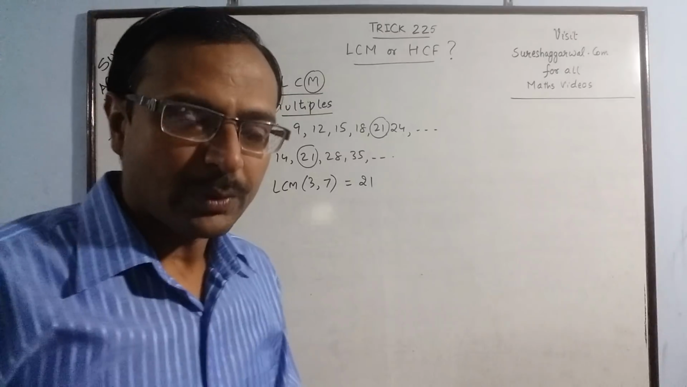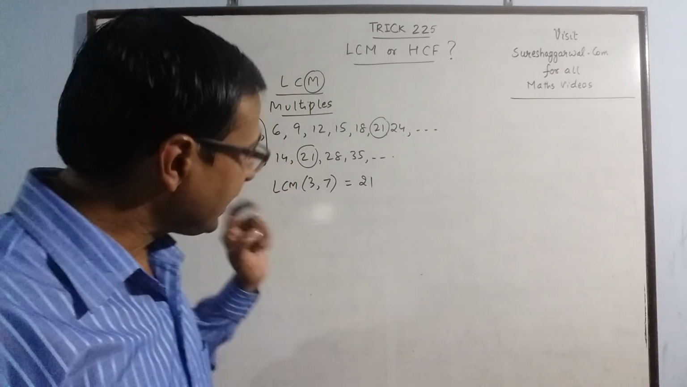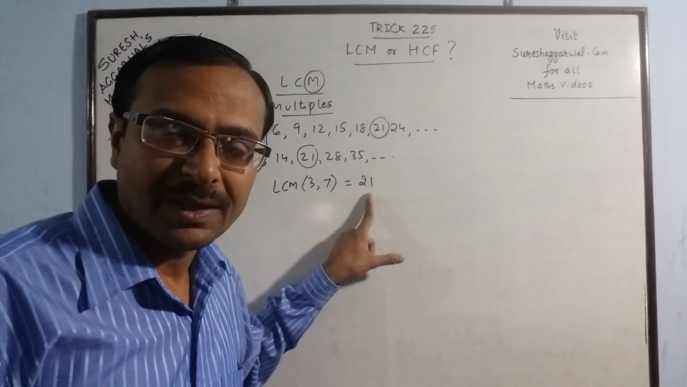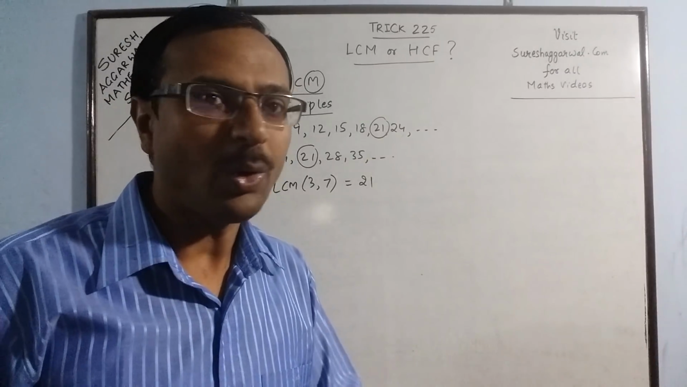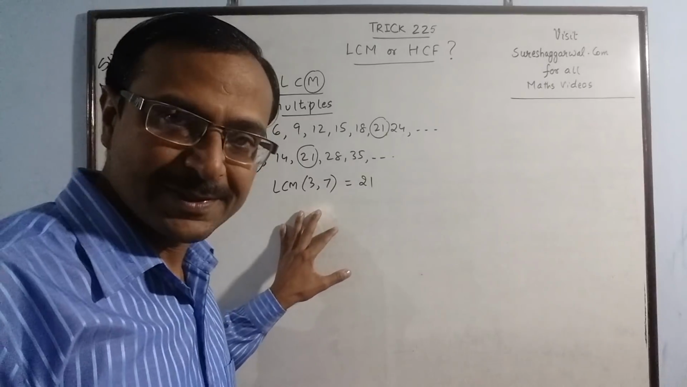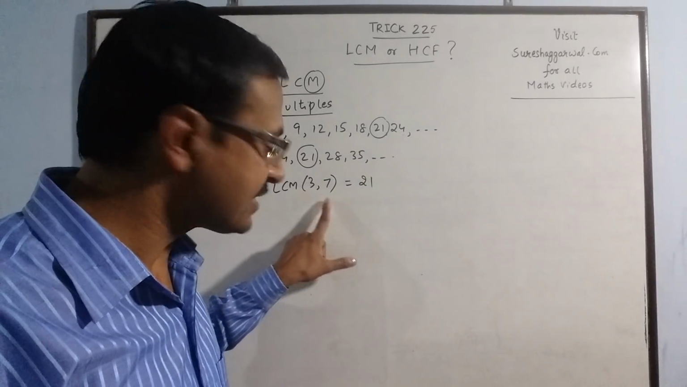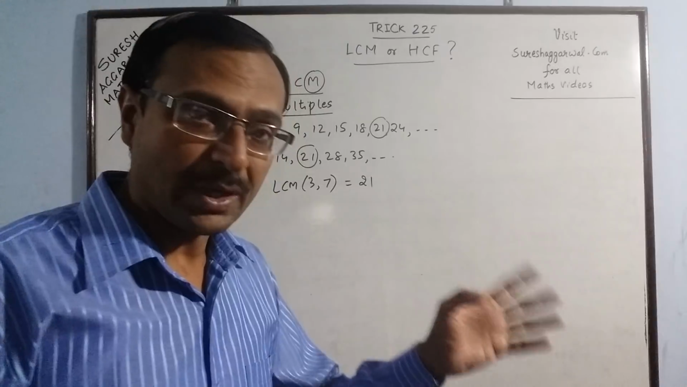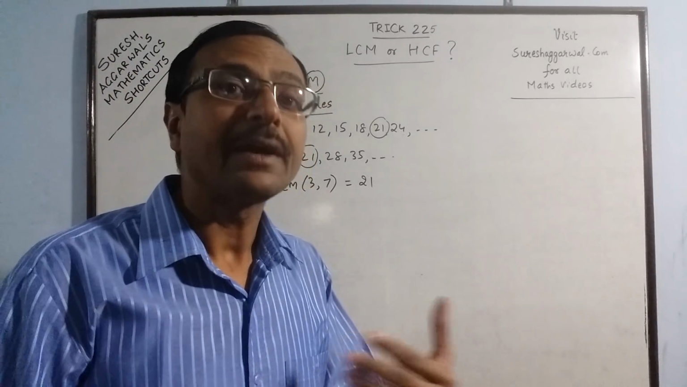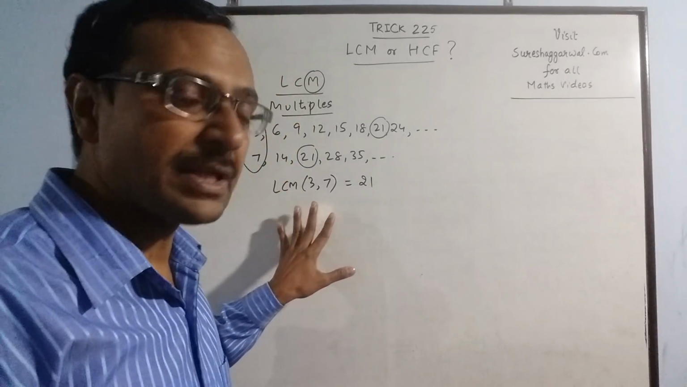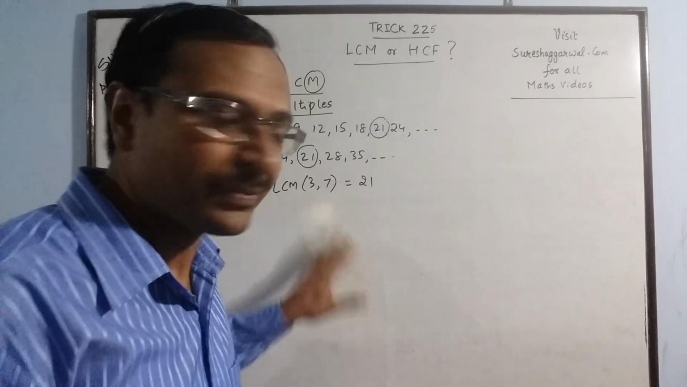Now the important point to understand here is that the LCM of two numbers is always greater than or equal to the numbers. Now see, the numbers are 3 and 7 and LCM is 21. So 21 is much greater than 3 and 7. So LCM is always greater than the numbers whose LCM is found out.